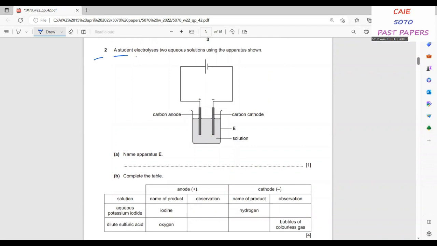Two, a student electrolyzes two aqueous solutions using the apparatus shown. A, name apparatus E. Apparatus E is beaker, so you write beaker here. B, complete the table.